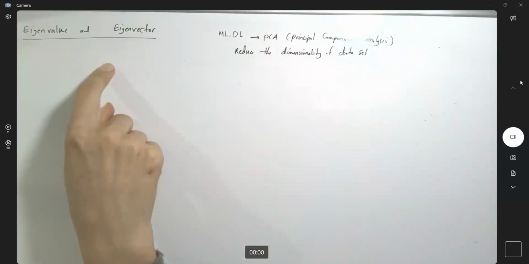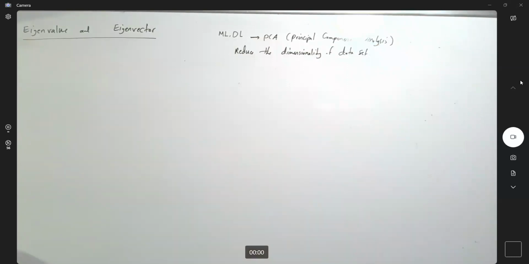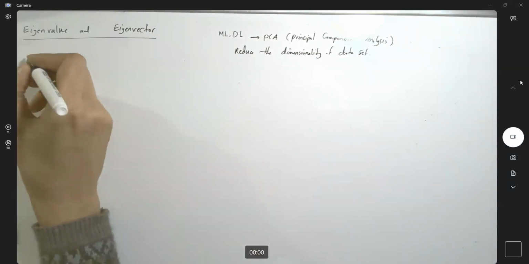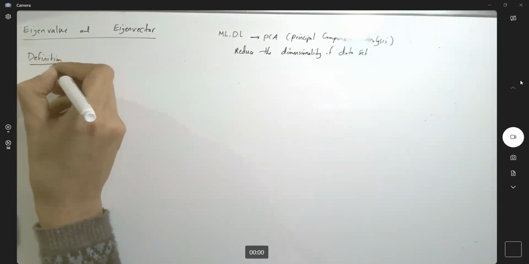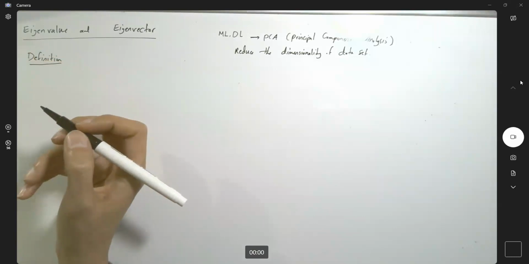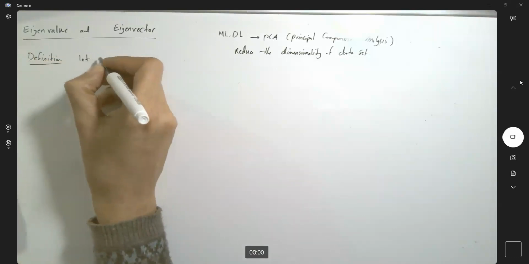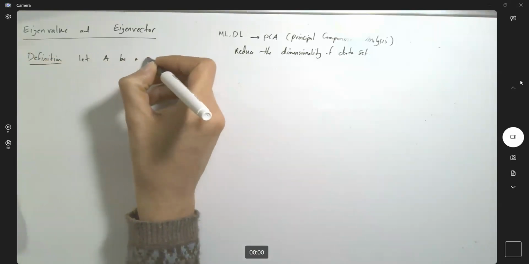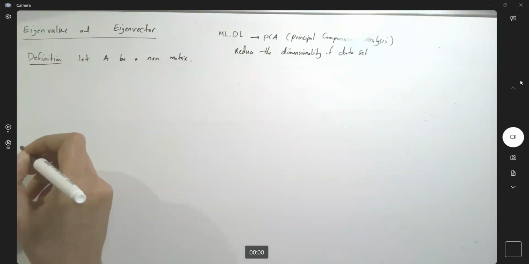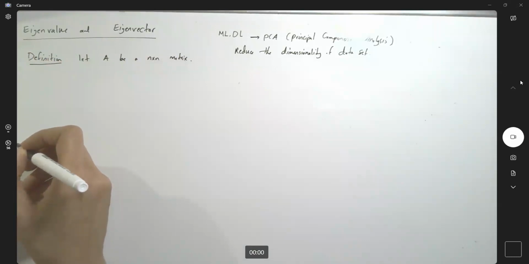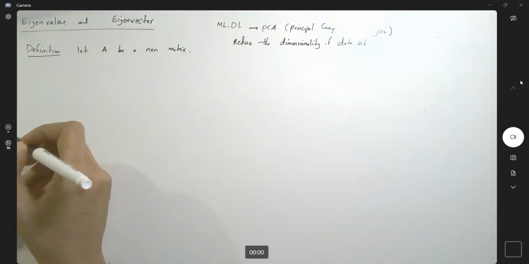So let us begin talking about eigenvalues and eigenvectors. We're going to start with a very simple definition. Suppose you have a square matrix. Let A be an n by n matrix. We're going to introduce a scalar, a number like lambda.